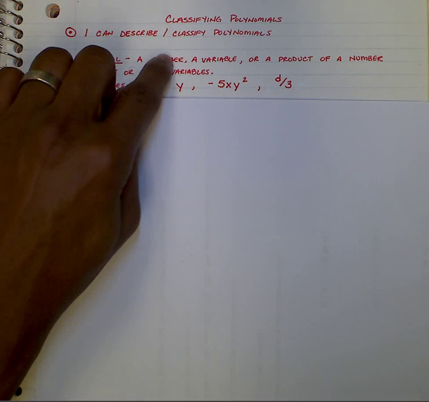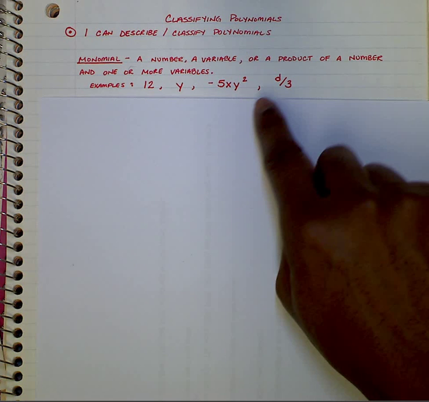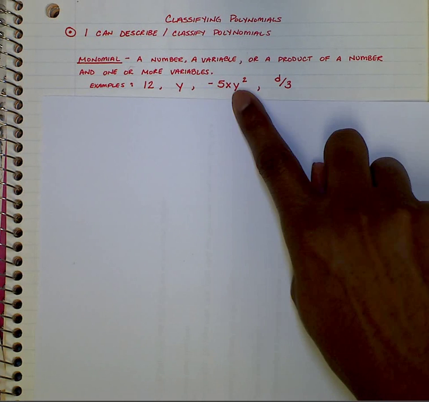A monomial is a number, a variable, or a product of a number and one or more variables. Here are some examples of what a monomial is. Mono, one, like monocle or monopoly. So we got 12, that's a monomial. Y, that's a monomial. Negative 5xy squared, that's a monomial. D over 3 is a monomial. See that each of these is a number, a variable, or a product of a number and one or more variables. Those are all monomials.